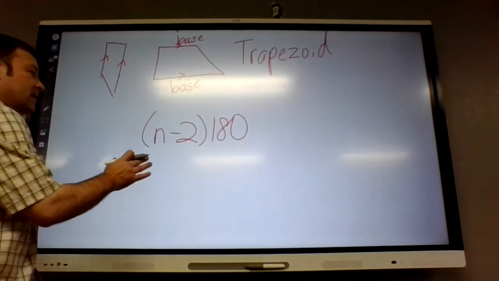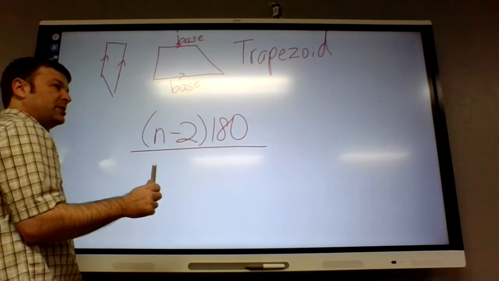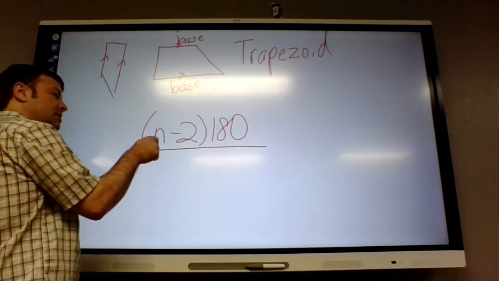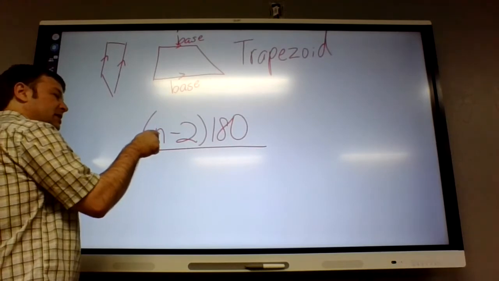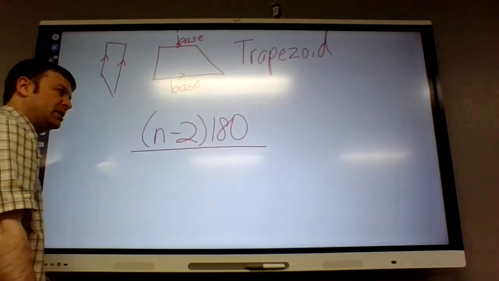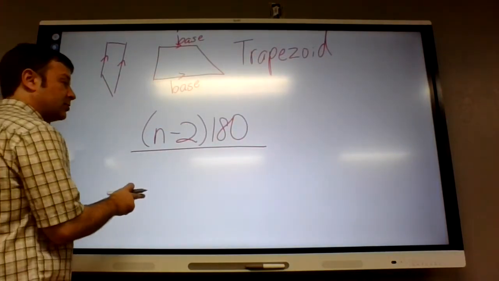So anyway, this gives us all the angles in any polygon. So if it was a hexagon, how many sides does a hexagon have? 8. Wait, I don't know. 6. So you put 6 right there. 6 minus 2 is 4. 4 times 180 is 720. So the angles in a hexagon should add up to 720.